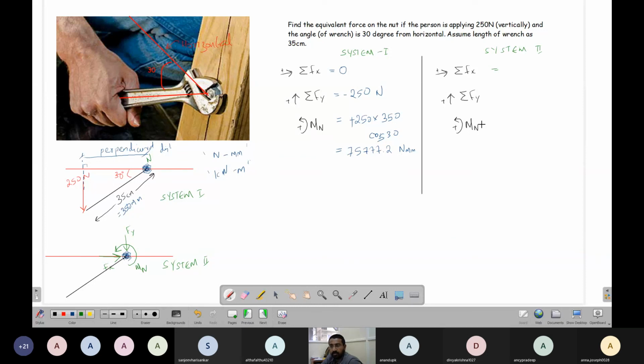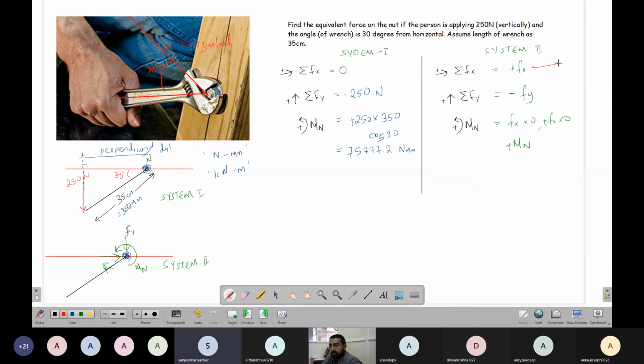Summation of forces in the x direction: Fx plus Fx, and in y, minus Fy minus F. Moment about n: the moment from Fx is 0 and from Fy is 0. What remains is the moment, which is anti-clockwise, so plus. Okay, now you have to equate this.